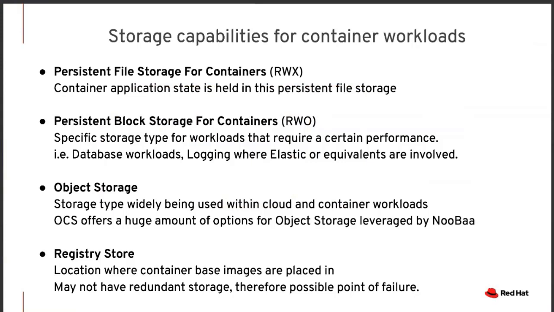So this image lives in the registry store. If you want to start a container, it's pulled from the registry store and then started as a container. This registry store, however, may by default not sit on redundant storage. So if you install OpenShift just on a server system, let's say not in cloud, but on a bare metal system, then chances are that the registry would live on a non-redundant storage.